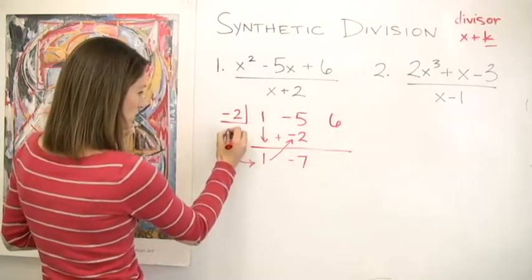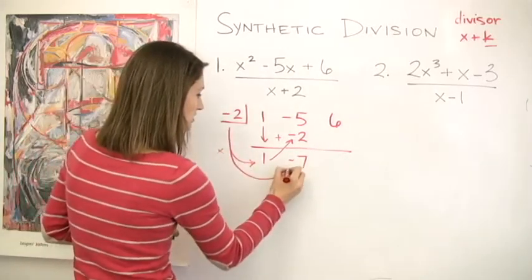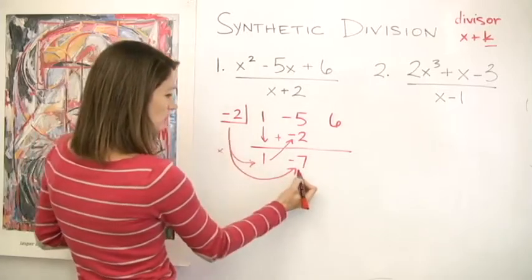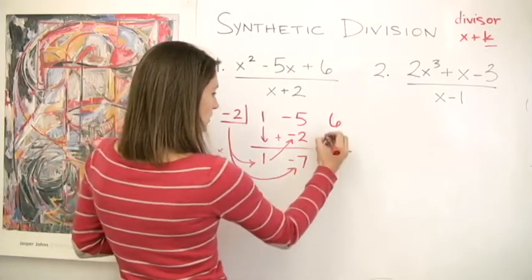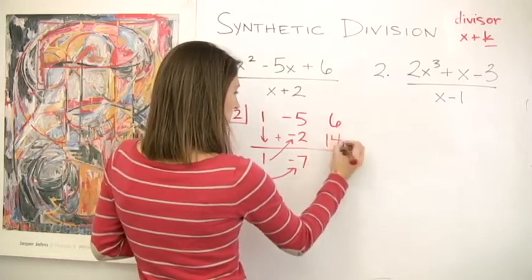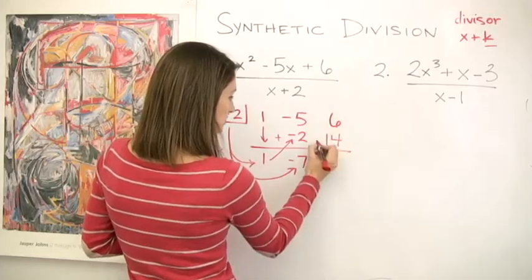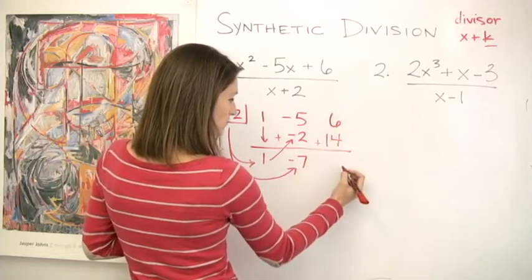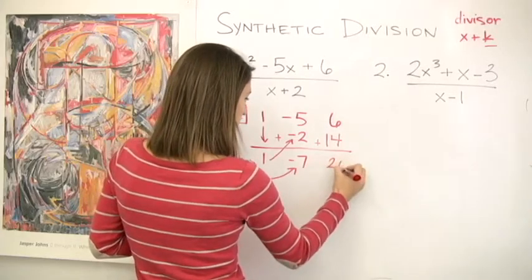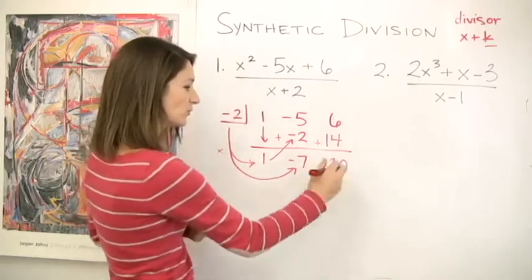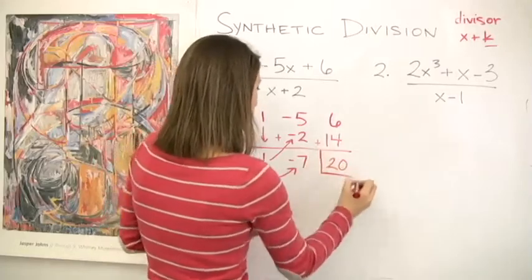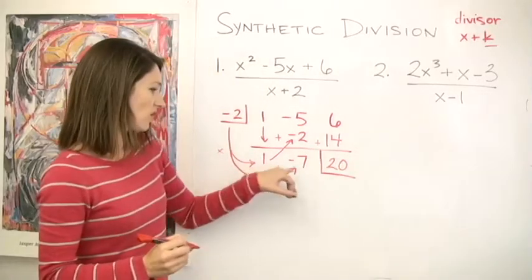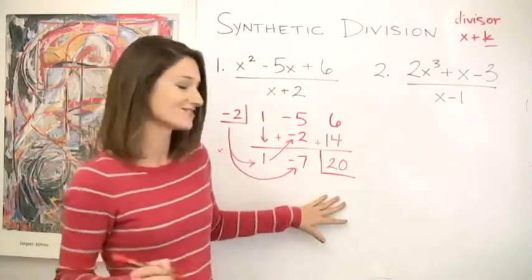Then we're going to continue on. We're going to do another multiplication. So we have -2 times -7, which is 14. And then here we're going to do an addition problem. So we have 6 plus 14, which is 20. Now this final value here, this is our remainder. And then these are the coefficients for our answer here.